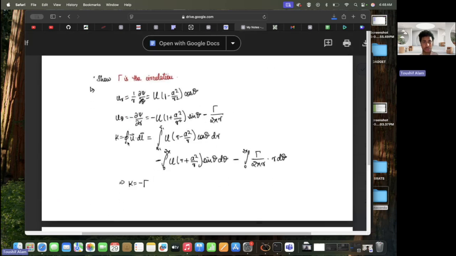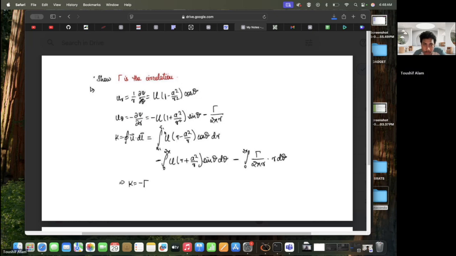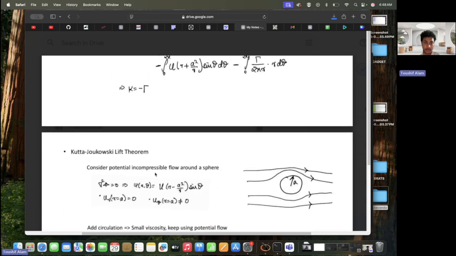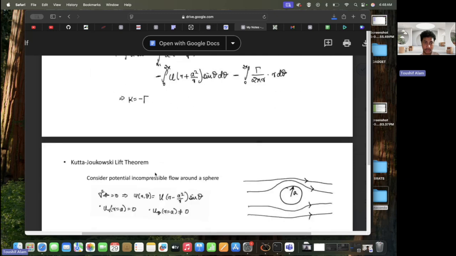Then k, which is the circular integration of u dot dl, is from r to r, on r minus a square by r cos theta dr, right? Minus this term's integration and this term. So k is equal to, we know the integration of cos theta is 0 and sin theta is also 0. And d theta is 2 pi, the 2 pi cancel out, r cancels out, it will be just minus gamma. So gamma is the circulation. Ignore the sign, so it is basically the circulation.